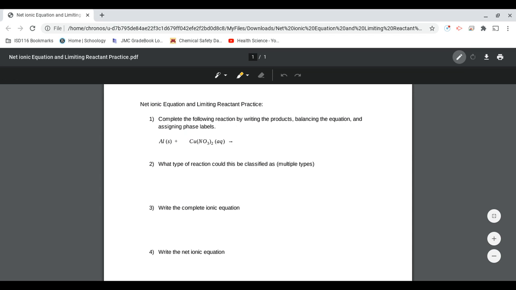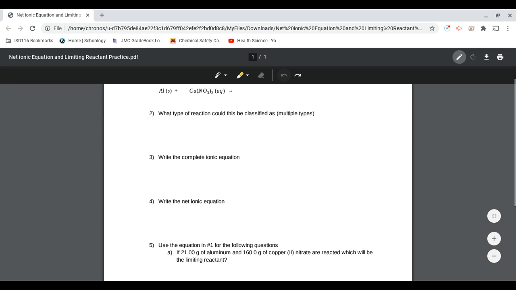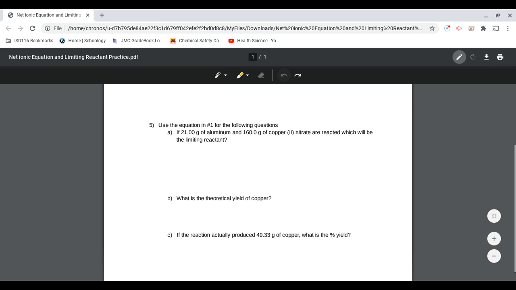There's going to be two types here. From there, we will write the net ionic equation, the complete ionic equation, and then net ionic equation. Then I'm going to make another video where we use that equation from above to go through this problem here.